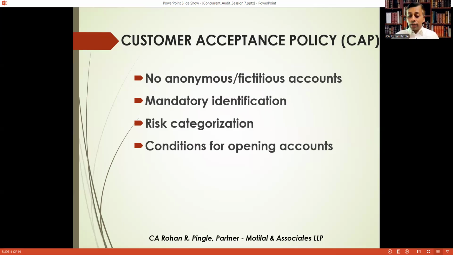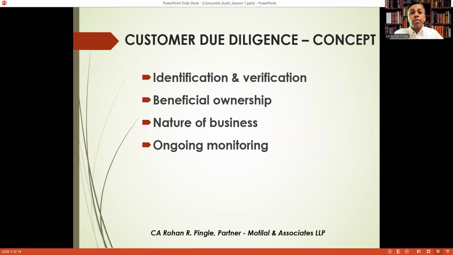Let's see the customer due diligence concept. CDD, that is customer due diligence, includes identifying the customer, verifying the identity using reliable sources, identifying the beneficial owner, also called BO, understanding the purpose of the account, very important, and ongoing monitoring of the account. Concurrent auditors must examine whether the beneficial ownership declaration is obtained, whether partnership or company documents are complete, and whether the customer due diligence checklist is signed and verified.